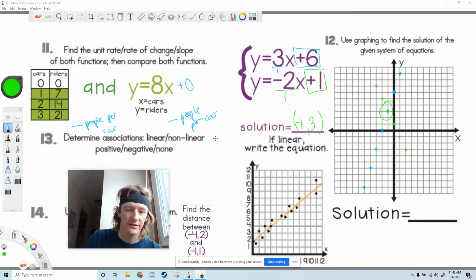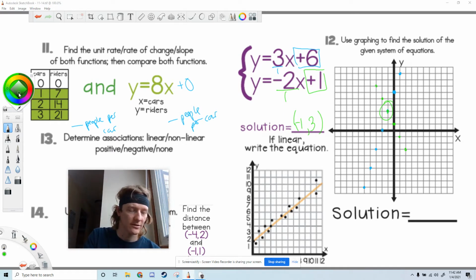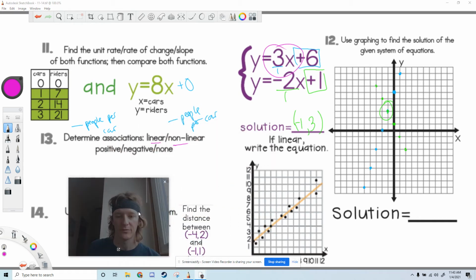Number 13, I have it down here. It's this picture, this red line here in the middle. It's what's called a line of best fit. So we have a scatter plot with some data here, and we have a line that goes through the middle of them. We need to decide, is this linear or nonlinear? Well, it looks like it's a pretty solid line here. These points are pretty much a line. Is it positive or negative or none? Well, it's going to be positive because it's going up, just like I knew that 3x on the previous problem was positive.